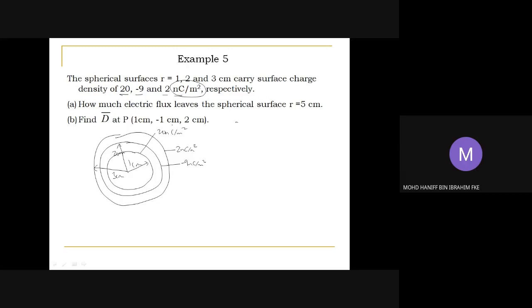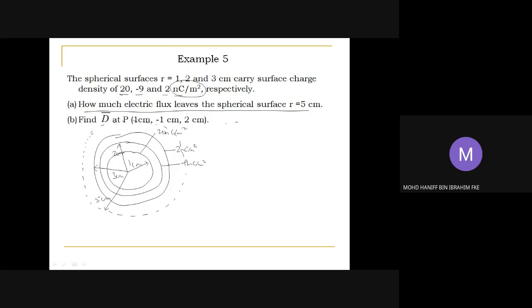So the question now is, number one, how much electric flux leaves the spherical surface of 5 centimeter? So 5 cm should be somewhere outside these spheres. So let us draw a sphere, which I draw in dotted lines, which is imaginary. The sphere has a radius of 5 centimeter. So the question is, find the flux that leaves this sphere of 5 centimeter.